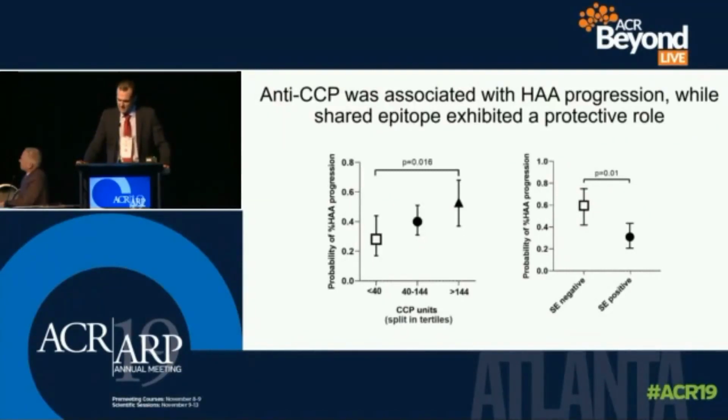This is essentially the same information presented in graphs. On the graph on the left, the group whose CCP titer fell into the highest tertile had a 53% adjusted probability of HAA progression compared to 28% for the group of patients whose CCP fell into the lowest tertile. And this difference was statistically significant. On the other hand, on the graph on the right, shared epitope positive patients had 30% adjusted probability of HAA progression versus 60% for the shared epitope negative patients.